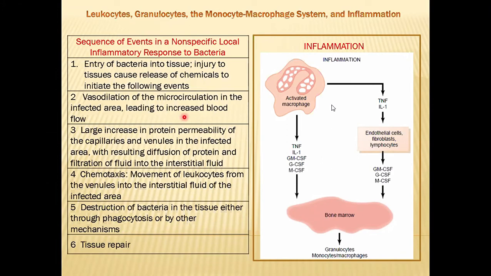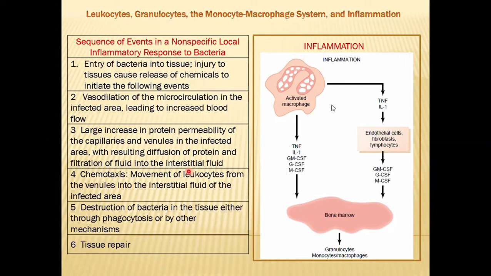So initially, if you have an infection, it feels a little warm. Signs of inflammation, right? Heat is increased because of increased blood flow, so a little heat is felt, and then swelling. There is a large increase in protein permeability of the capillaries and the venules in the infected area, leading to diffusion of protein and filtration of fluid into the interstitial fluid. So in inflammation there will be swelling and redness.